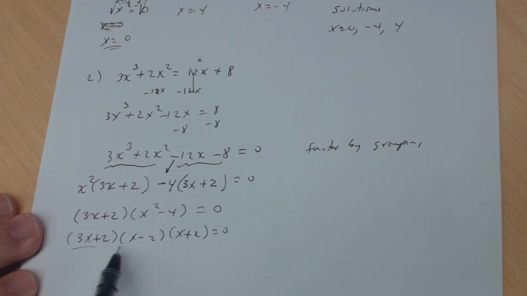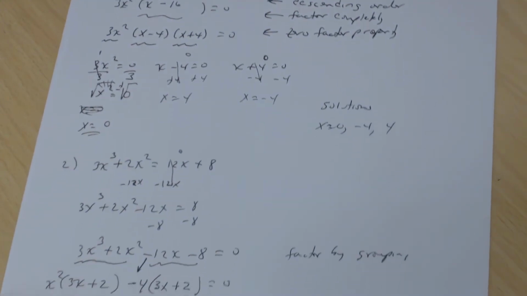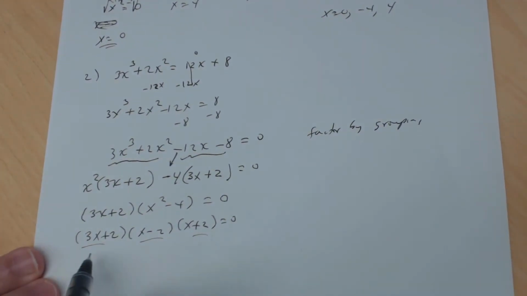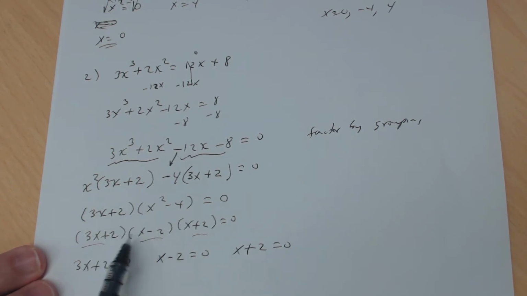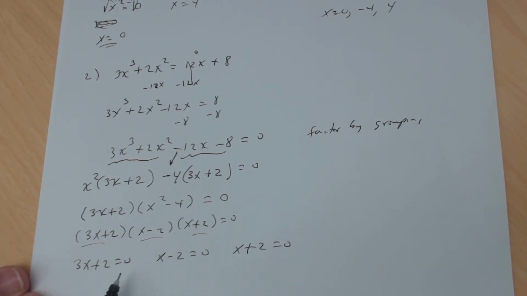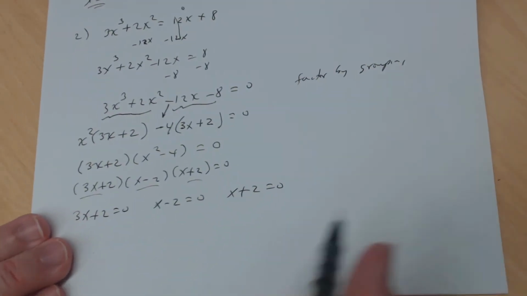And then you set each factor equal to 0. So now we're using the zero factor property. So I get 3x plus 2 equals 0, x minus 2 equals 0, and x plus 2 equals 0. Remember, the zero factor property says that if you have two or more factors whose product is 0, then definitely one of those has to be equal to 0. That's the only way you can get a product to be 0.